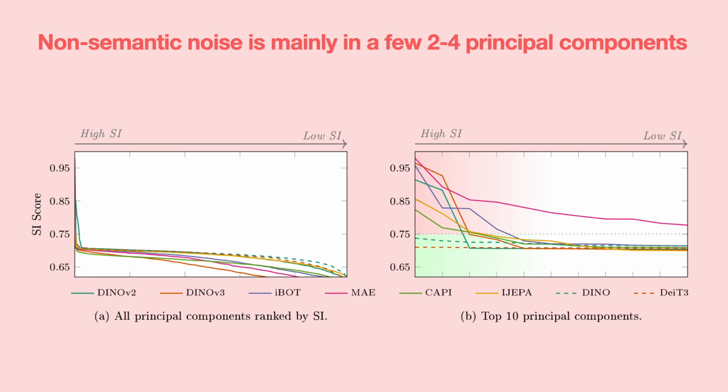Looking at the semantic invariance score per principal component, we see that most components have a baseline score that is less than a threshold, which sits around 0.75. It is only the top few components that encode non-semantic noise for most models.